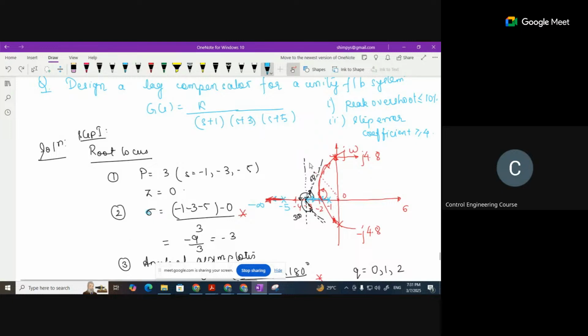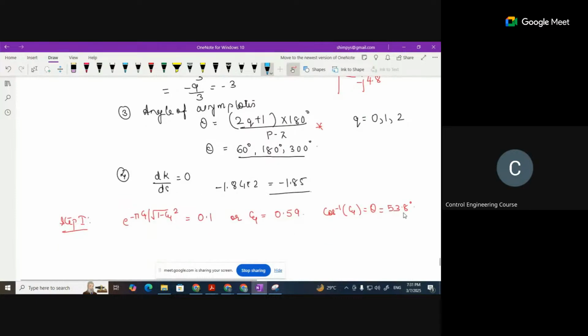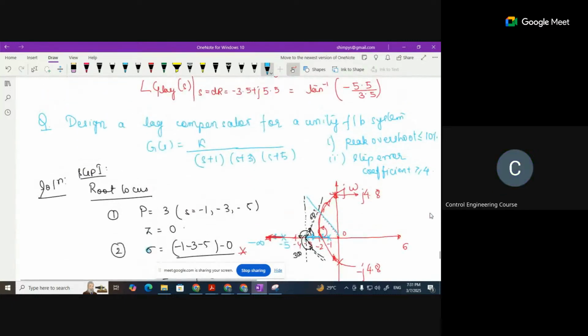Let me use a different color. If you subtract this from 180, how much will you get? 53.8 subtracted from 180, you'll get 126.2, right? So this angle is 126.2, or this angle is what we have calculated.